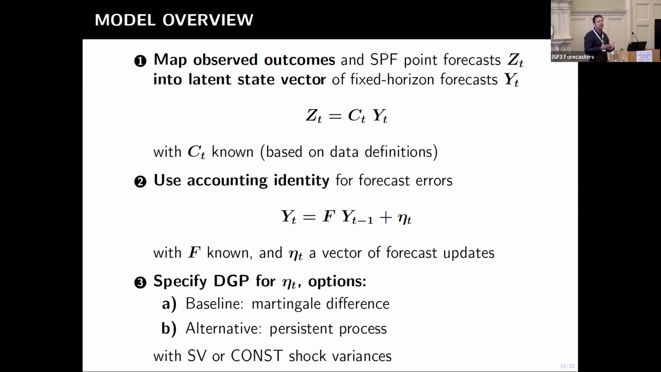In our empirical application, we don't see big differences. And then, of course, we can specify either stochastic volatility for this eta vector or treat the variance of this as a constant. And I'm going to talk about these choices in a moment.